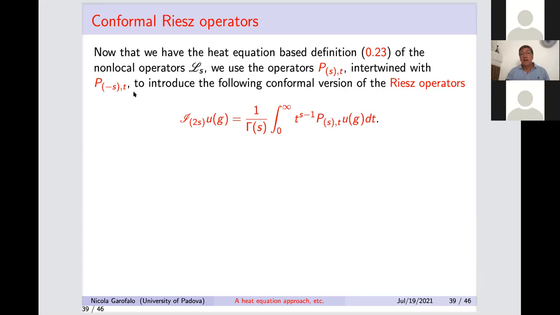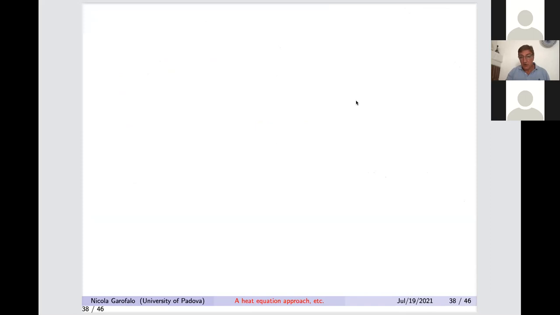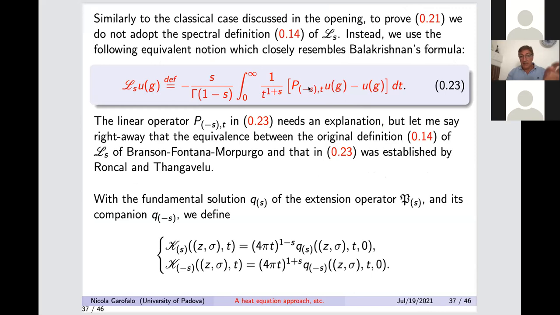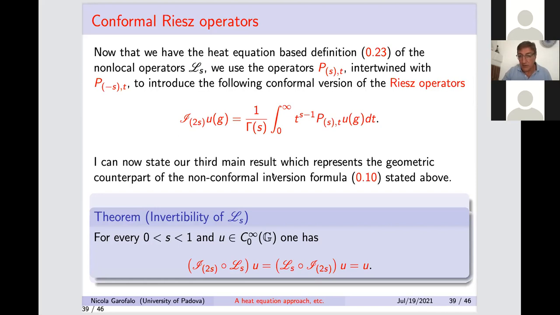So here is the main theorem that we can prove. I_{2S} inverts L_S, where L_S is defined by this formula here. In the case of the Heisenberg group, the Branson-Fontana-Morpurgo definition was proved using group representation theory by Roncal and Thangavelu. So we forget completely about group representation theory. We introduced by fiat this operator here, and we proved that that operator is inverted by this operator with P plus S. And the main theorem is here.